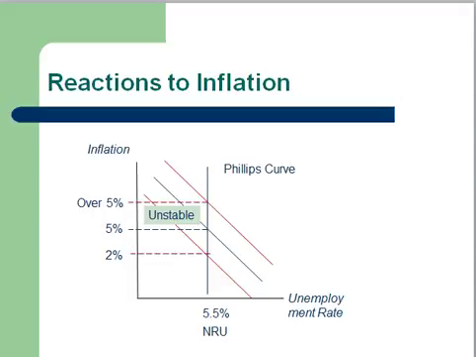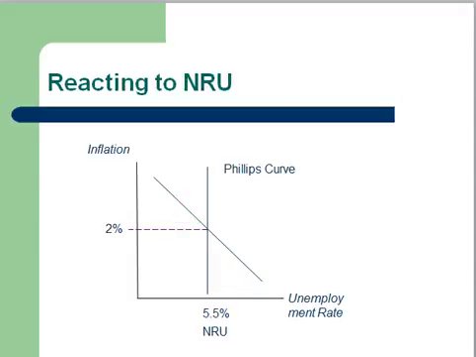So let's go ahead and look at some situations in the market. Here we have a scenario where we're looking at an inflation rate of 2%. And in our current market, keep in mind that the natural rate of unemployment is about 5.5%. In the 1980s, it was 4.5%, but over time it has increased.